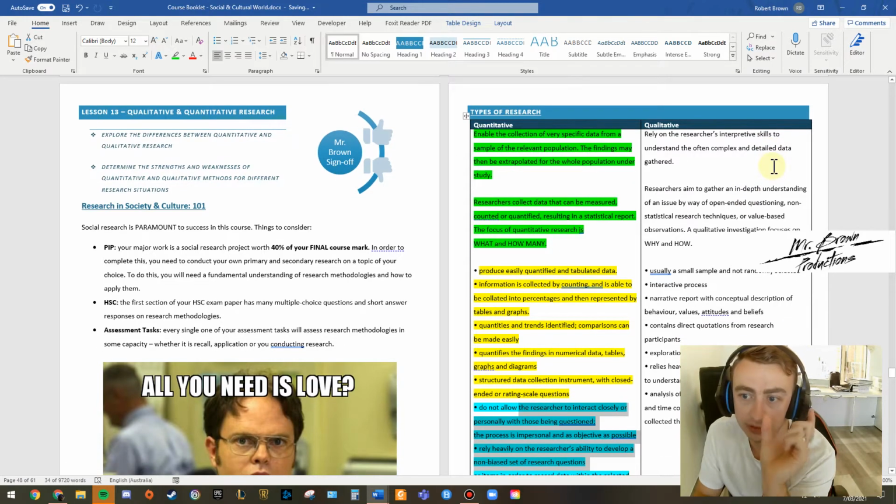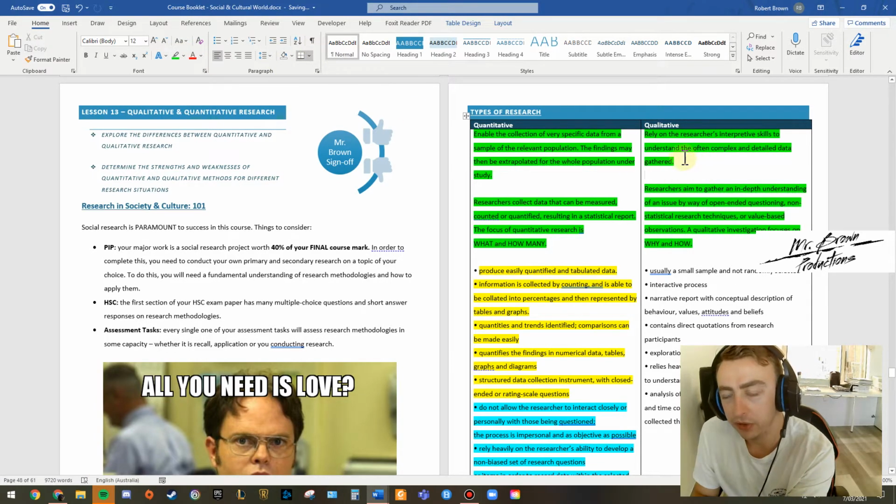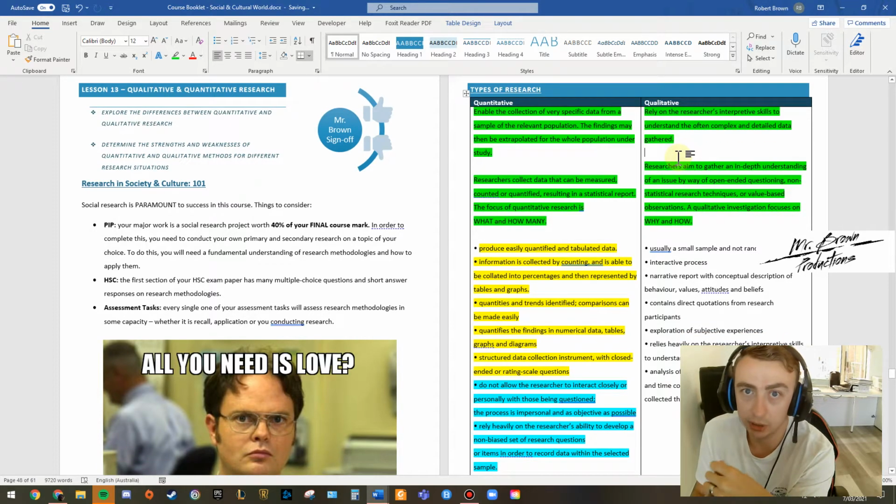So get your first qualitative card out that you've already worked on and write this on the back of it. This is our first one. The first thing with qualitative research, again quality, in depth, is that it relies on the researcher's interpretive skills to understand the often complex and detailed data gathered. So that's part of the definition.